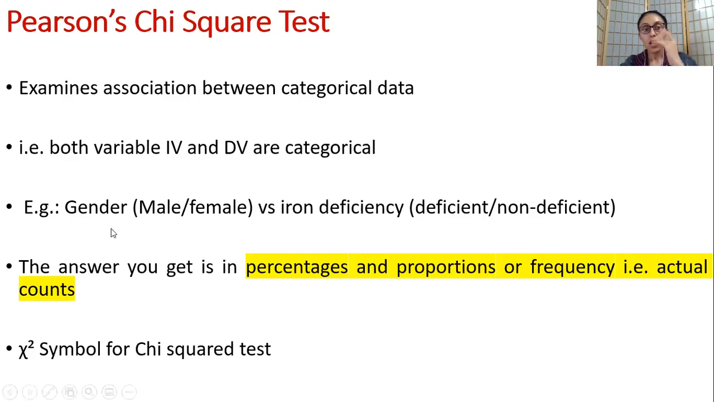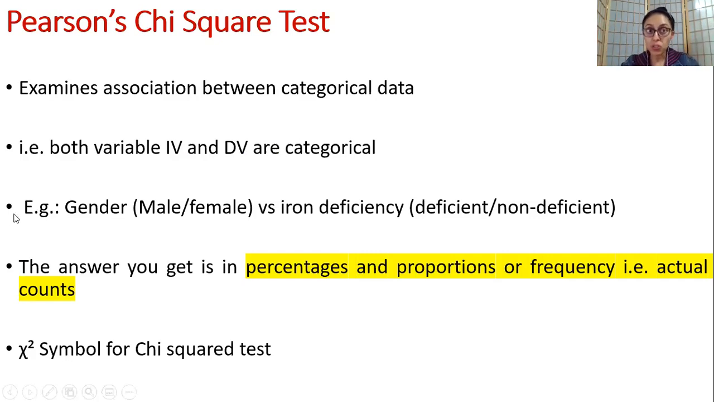categorical in nature. So for example, over here you have gender, male versus female, and iron deficiency. Are they deficient in iron or are they not deficient in iron? The answers which you get when you do Pearson's chi-square test are in the form of percentages and proportions. Proportion meaning frequency, like 10 people were iron deficient, which was say 90% of the population, and say 2 people were not iron deficient, and you have over here 20% of the population. Makes sense?